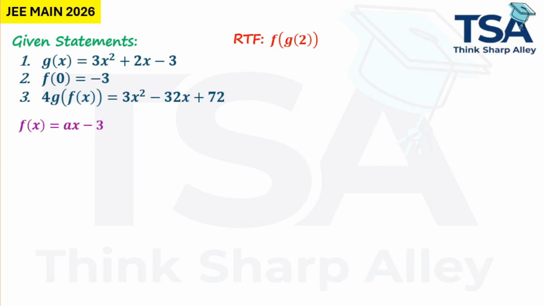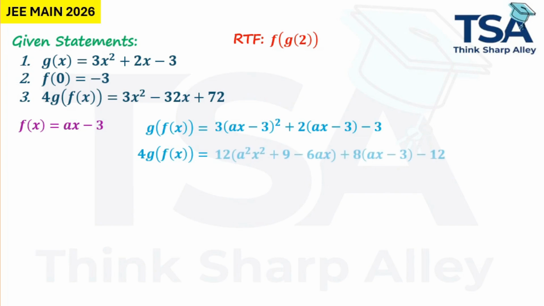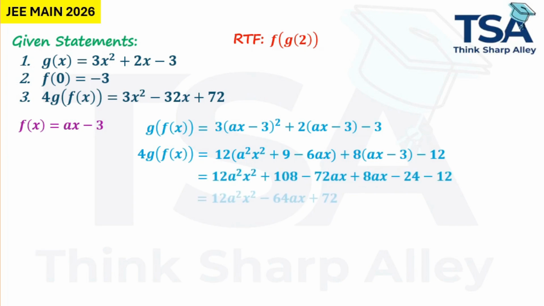We substitute our expression for f(x) back into the outer quadratic function g. We have g(x) equal to 3x squared plus 2x minus 3. If I substitute x by f(x), meaning ax minus 3, we get this. We multiply by 4 on both sides and expand (ax minus 3) whole squared to get this and then simplify it a bit to get this expression.